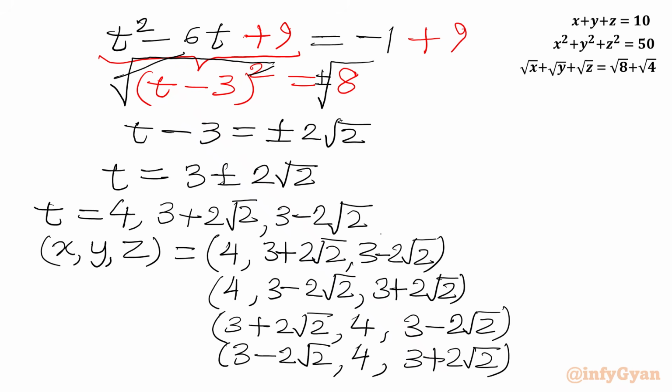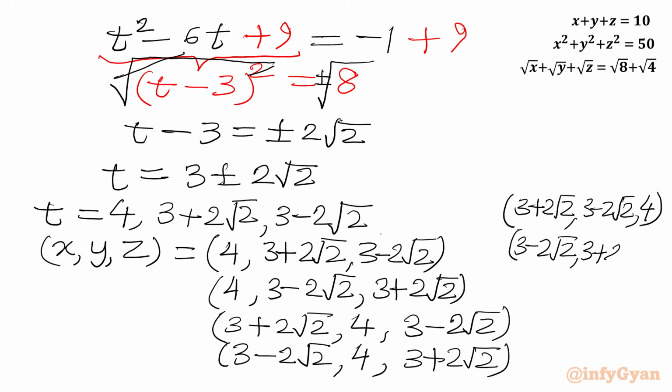Ordered triplet number 4. Now we will change the position of 4. So we will get 3 plus 2 root 2 comma 3 minus 2 root 2 comma 4. And the last triplet would be 3 minus 2 root 2 comma 3 plus 2 root 2 comma 4. So we have overall 6 triplets.